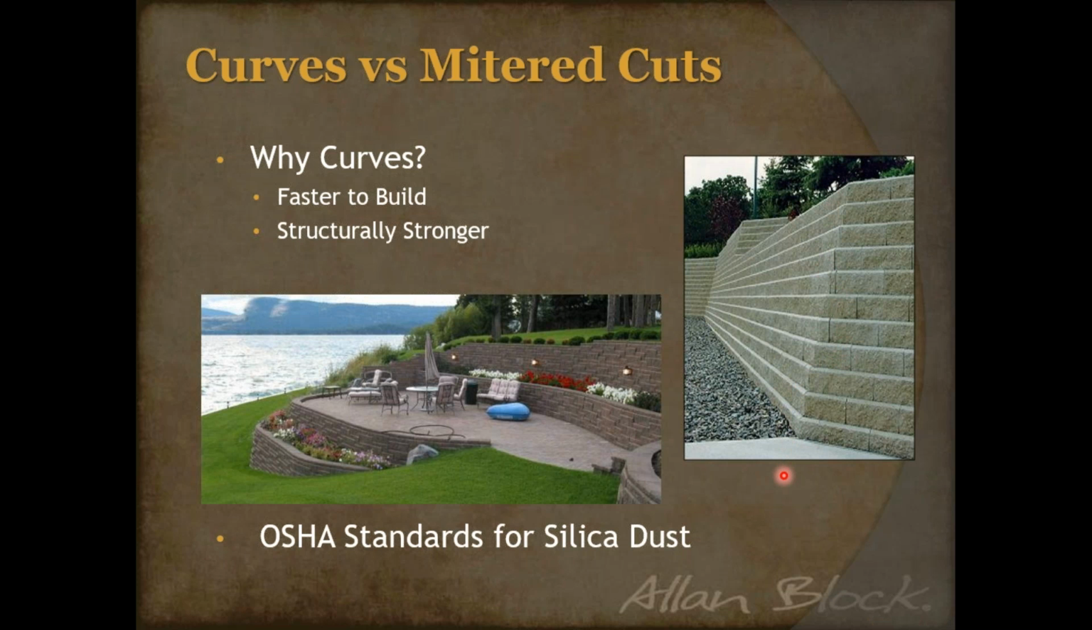So we try to get you as the contractor to recommend curves and radiuses because they are faster to build for you, and quite frankly, structurally stronger. Anytime you can work with your customer, try to get them to look at that curve instead of these mitered joints. There are a lot of reasons we try to avoid these mitered cuts.